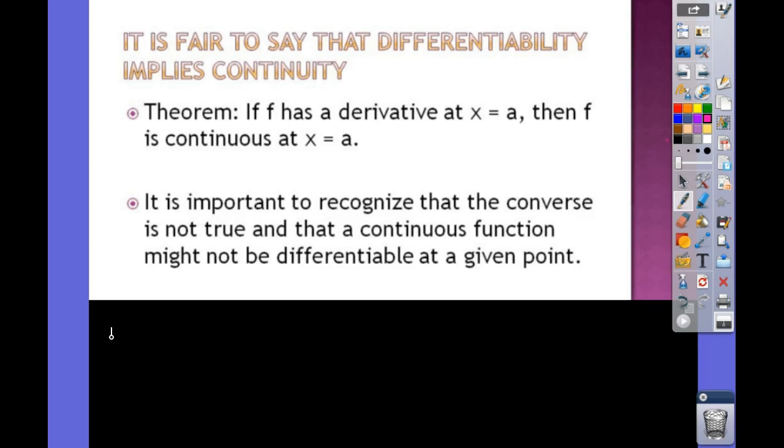Absolute values, the cusps, right? All of them have domains of all reals, but are they differentiable everywhere? No. So this cusp is totally continuous. You trace your finger, right? If you find the limit from the left and the limit from the right, does it always equal the same value? And is that value going to be the value of the limit? So it's continuous by the continuity laws, but it's not differentiable. So continuity does not imply differentiability.